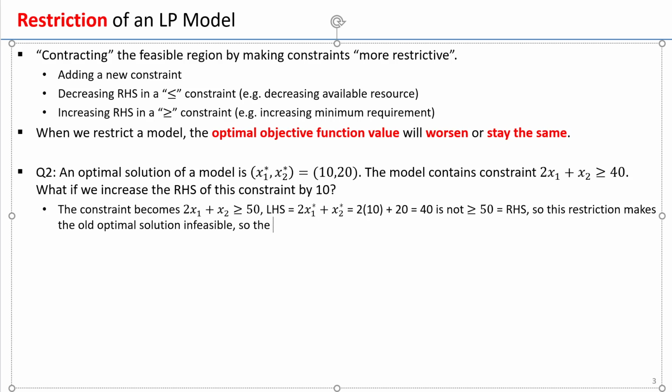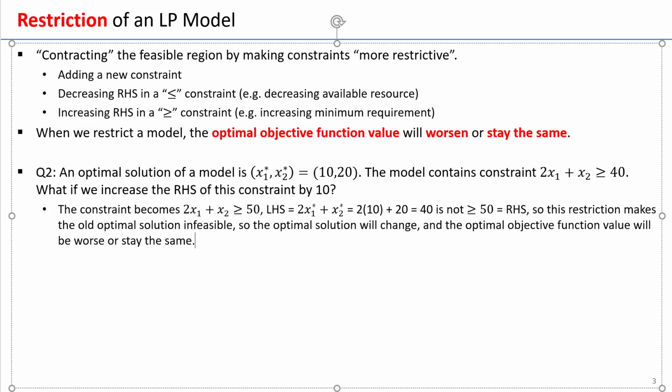So the optimal solution will change, and the optimal objective function value will be worse or stay the same. We should expect it to be worse. Let's say if this was profit maximization, we just cut off the most profitable solution, so that means we might get worse profit. However, there are cases where it stays the same.